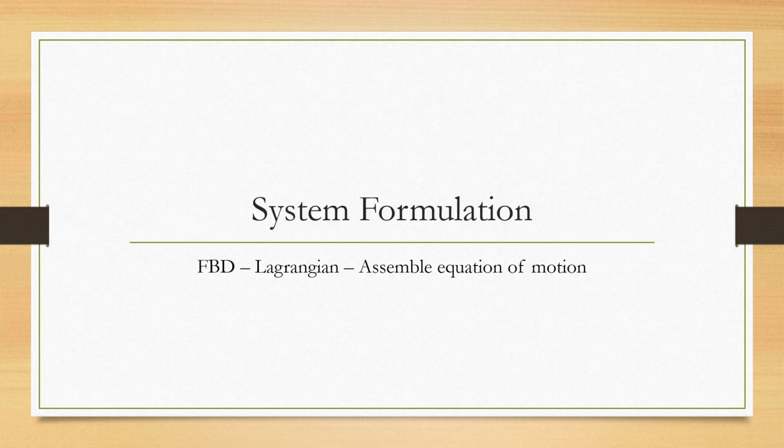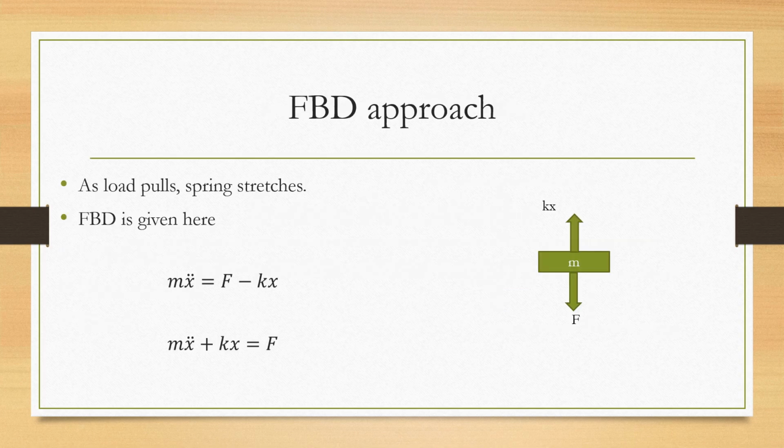So when we apply the free body diagram approach, you have a downward acting force and you have the spring restoring force acting upward and the external force F. So mx double dot is equal to F minus kx. The summation of external force, which is given in Newton's law, is represented by F minus kx here, as can be seen from the diagram. Rearranging the equation, we get the classic equation mx double dot plus kx equal to F.